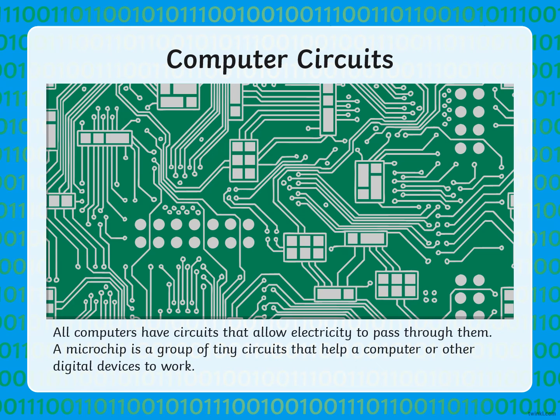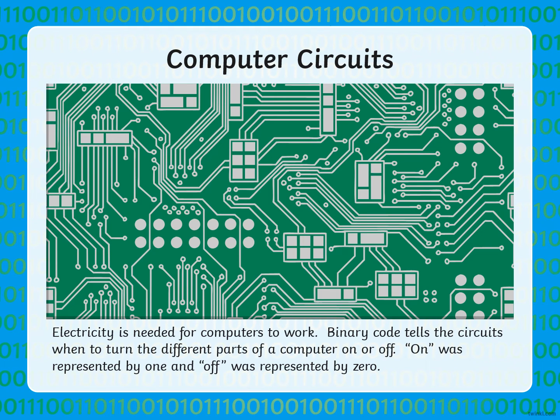Computer circuits. All computers have circuits that allow electricity to pass through them. A microchip is a group of tiny circuits that help a computer or other digital devices to work. Electricity is needed for computers to work. Binary code tells the circuits when to turn the different parts of the computer on or off. On was represented by 1 and off was represented by 0.